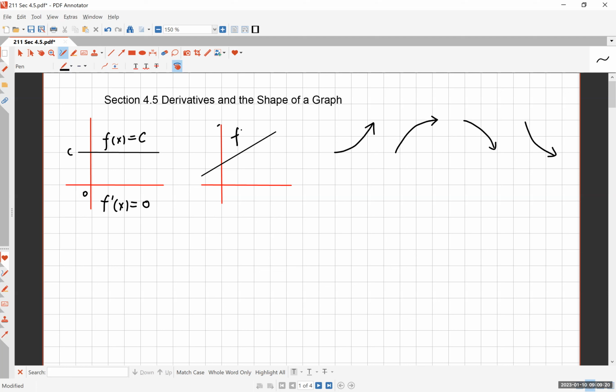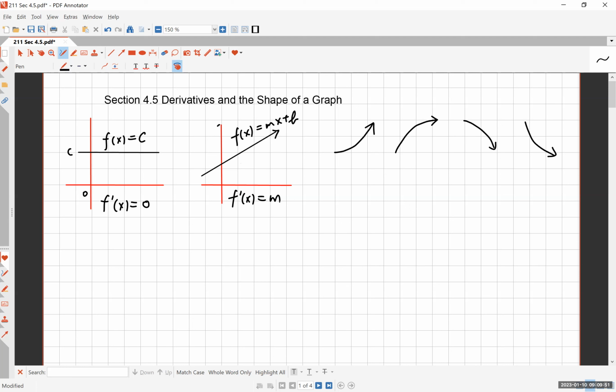The second one we see here is a line function, mx plus b, a linear function. And in this case, of course, m appears to be positive because it's going up as you go to the right. Here, the derivative is m, and it's constant, right? So when the derivative is constant, then you would expect the function to be a linear function.